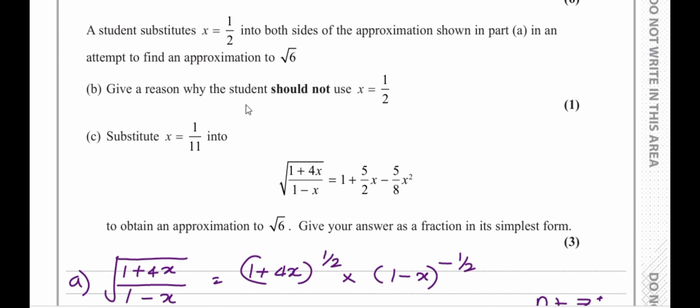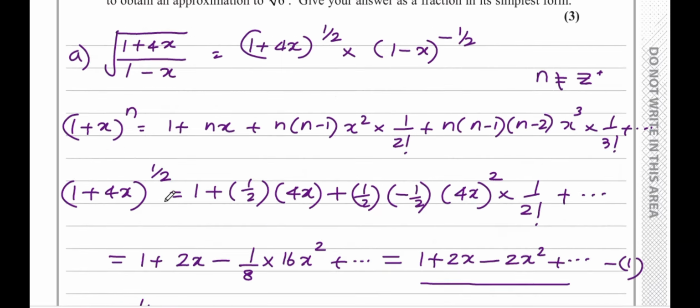Part B, give a reason why the student should not be using x is equal to half. So this is concerning the validity for convergence of series. So you know that when we expand it, the modulus of the second part in the expression should be less than 1. So here we had two binomial expansions going on. So first one was 1 plus 4x to the power of half, right? And the second one was 1 minus x to the power of minus half.